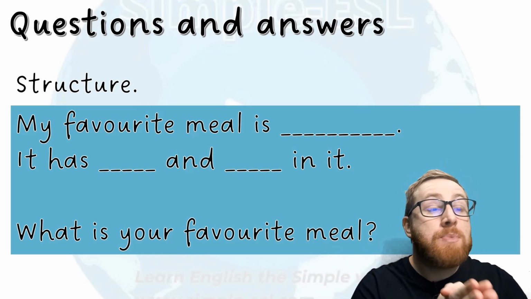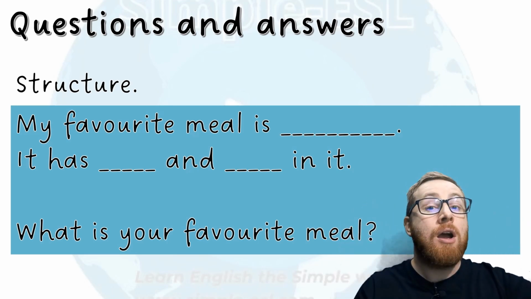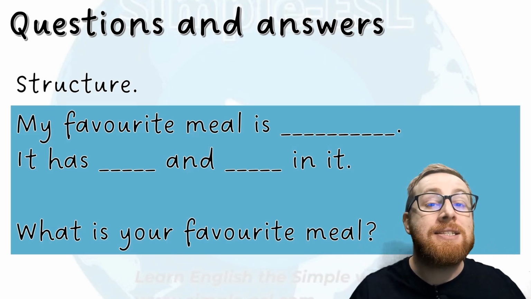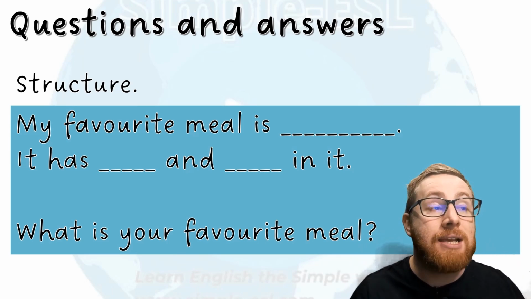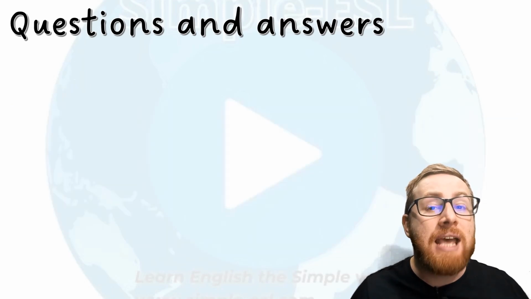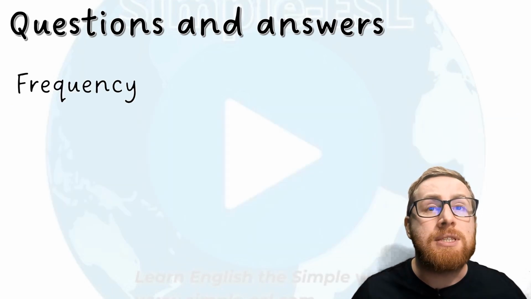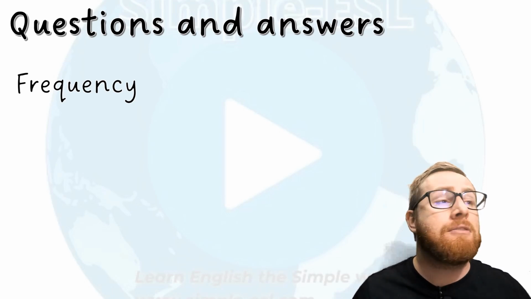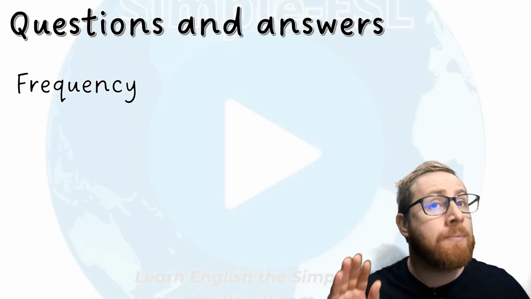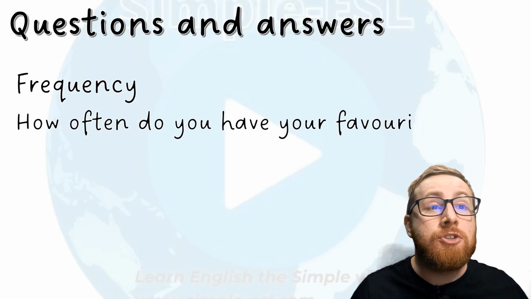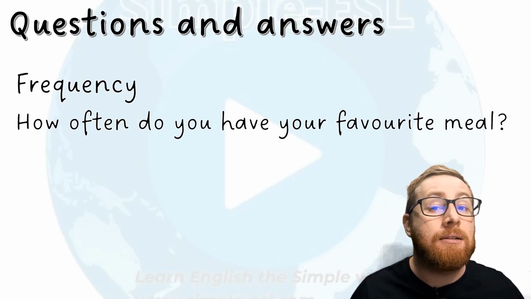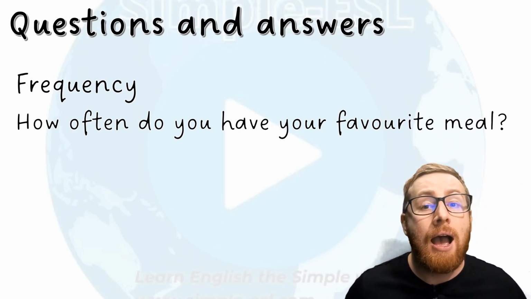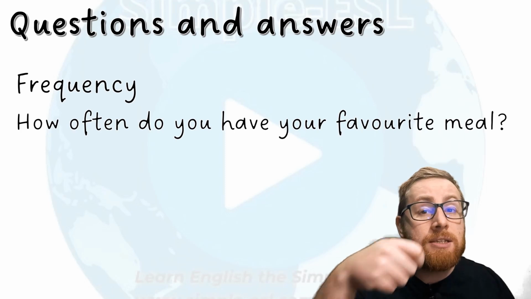So feel free as we go through this to stop the video, rewind and listen again. You have to repeat and practice to improve your conversational English. Let's move on to the next one. We're talking about frequency. How often do you do a thing? Frequency. How often do you have your favourite meal? How often do you have pizza? How often do you eat burgers?